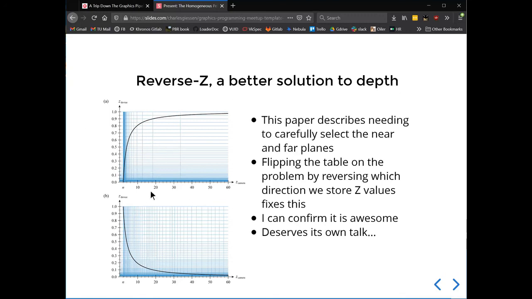This image actually comes from this week's Graphics Programming Weekly. It's a Twitter thread by Eric Lengyel, from his book. So this is from his book, and it's actually a great visual representation of what's going on, even though there are some other articles that do a great job anyways.